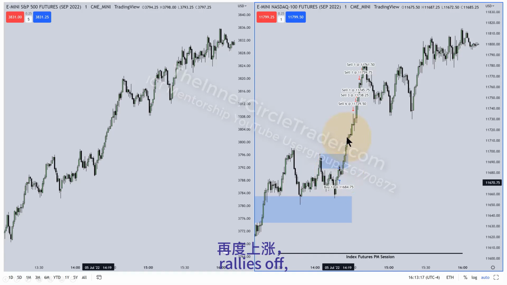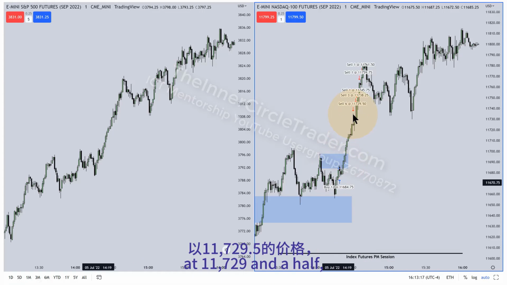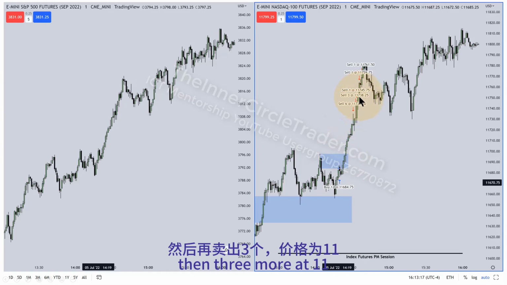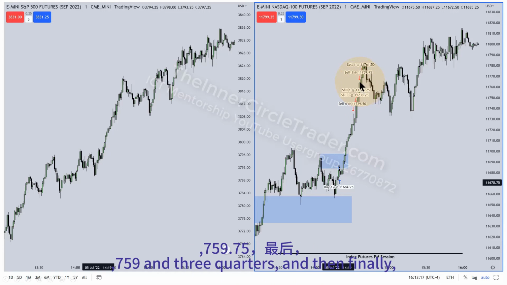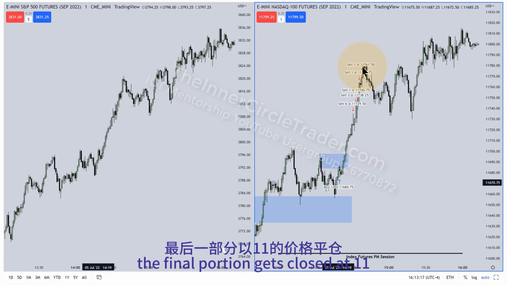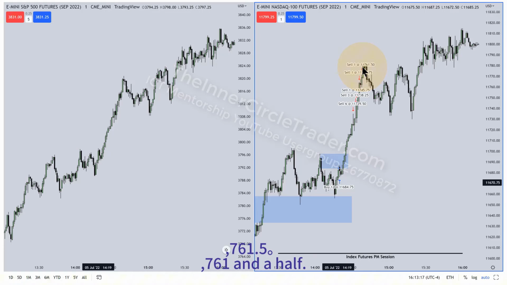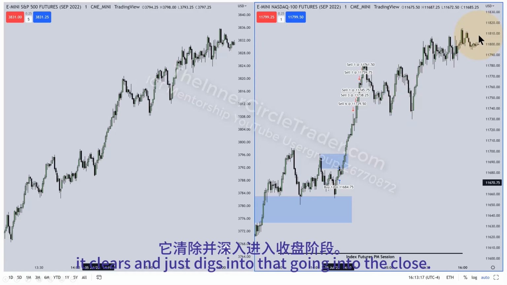And then rallies off. First partial here. I took 6 of the 12 lots off at 11,729.5. Then 3 more at 11,738 1/4. Then 1 more at 11,745 3/4. And 1 off at 11,759 3/4. And then finally, above the relative equal highs, the final portion gets closed at 11,761.5. Prior to the retracement down in, once more, stop hunt, relative equal highs is the target, it clears and just digs into that going into the close.